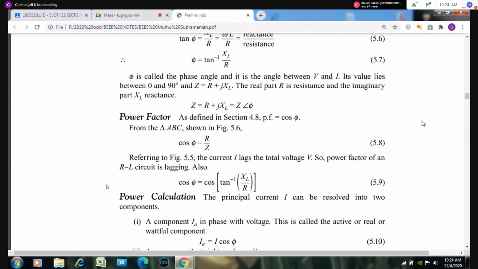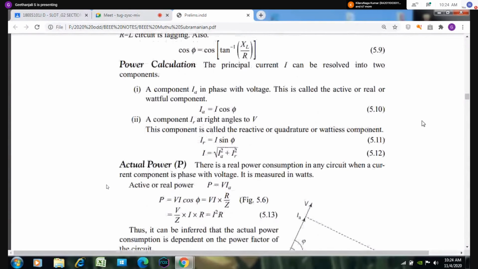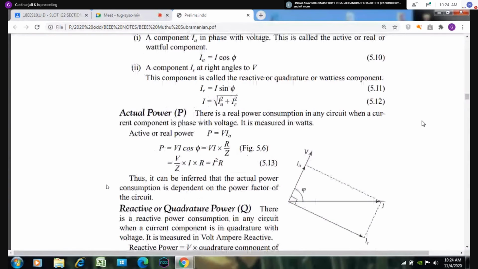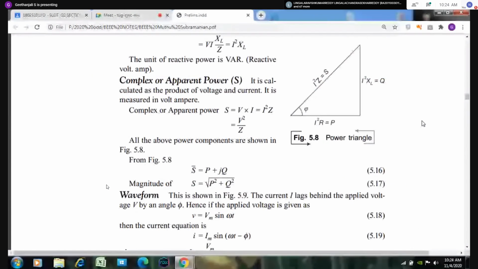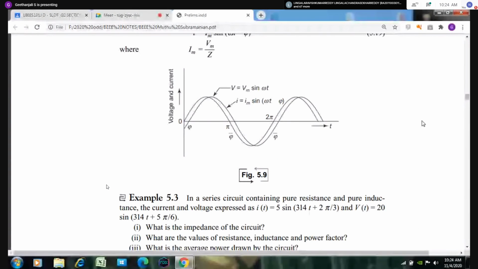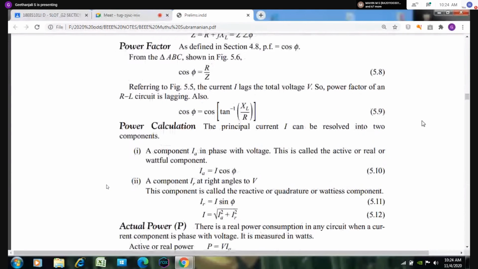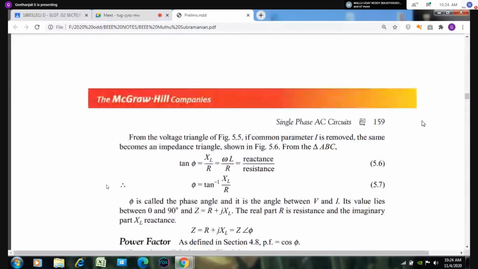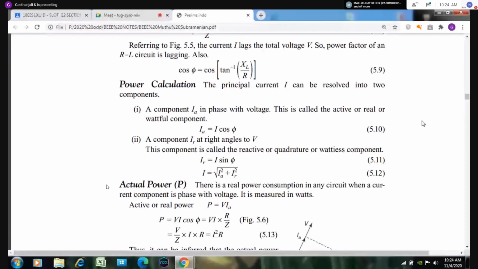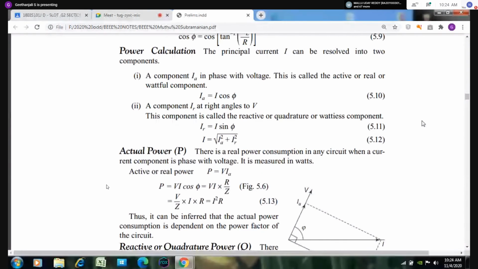Next we move on to the power calculation. There are three powers. This is a very important 2-mark question, so make a note, all of you. I am going to discuss the power for the AC circuit. This topic is very important from the exam point of view. They may ask it in the MCQ, as well as in the 4-mark and 6-mark questions.